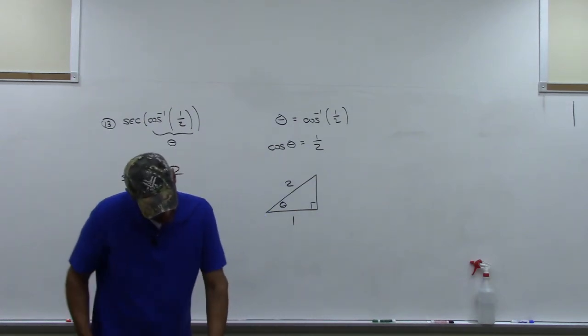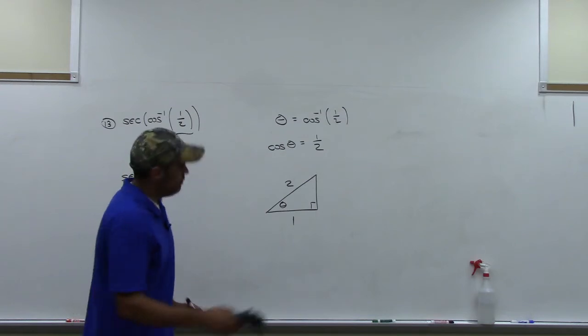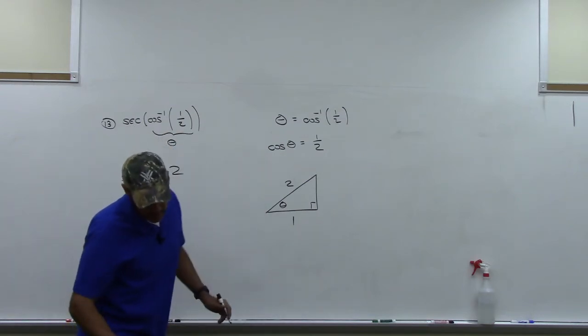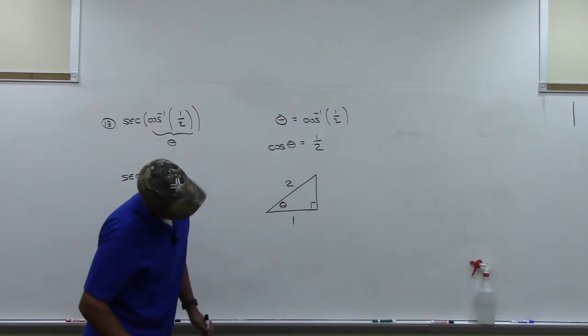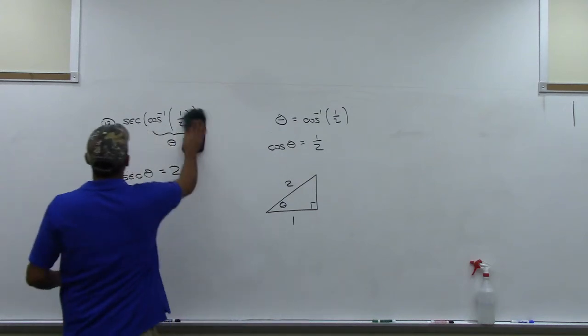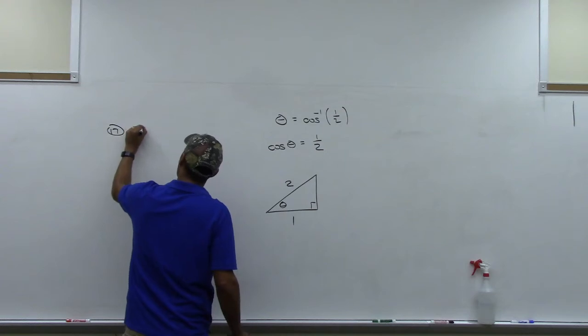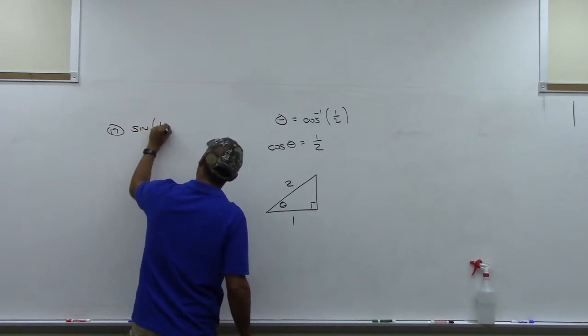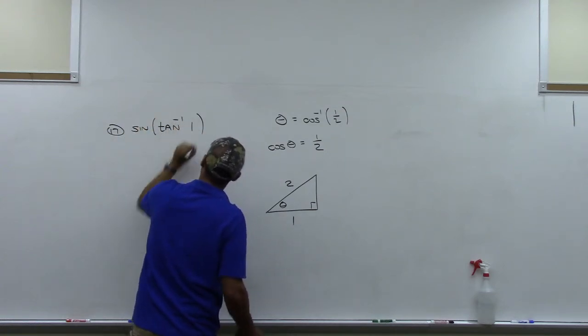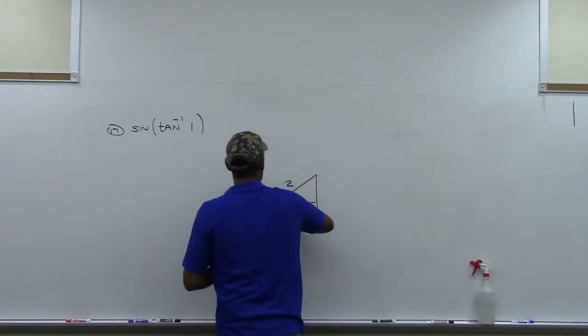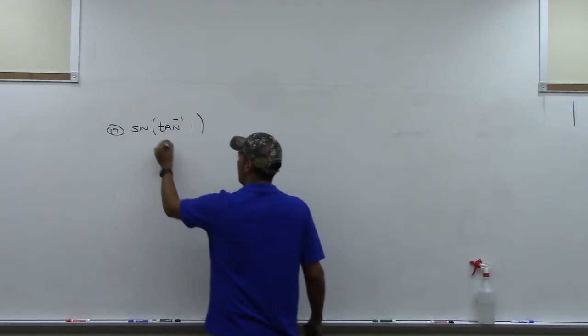How about 17? Sine of arctangent of 1. Arctangent of 1 is an angle.